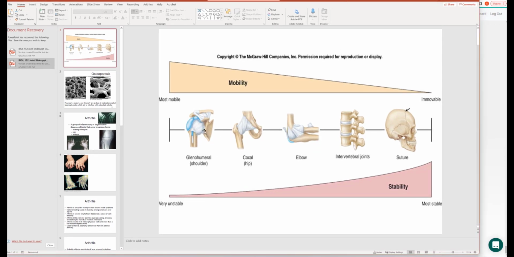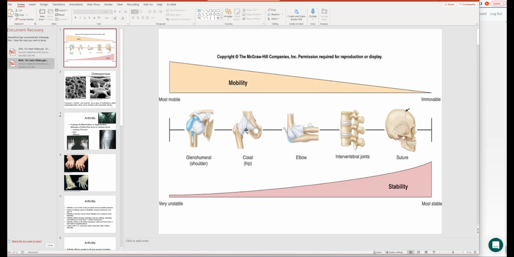It might be obvious to you, but the glenohumeral joint is the most mobile joint in your body, right? Your shoulder does amazing things. It's multi-axial. Then the next most mobile major joint is the coxal joint, right? It's also a multi-axial joint. These are both ball and socket joints. They have the most mobility.